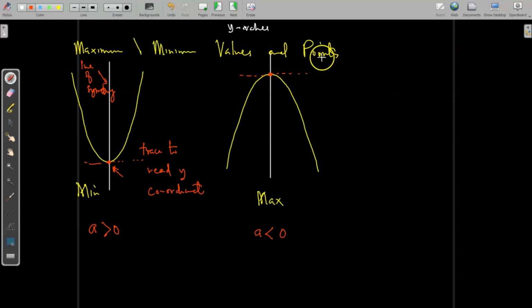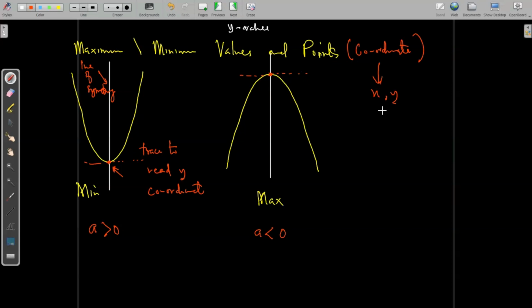Now about the points. Another way you can classify points is actually coordinates, and coordinates are always x, y. Therefore, if they want you to find the maximum point, then after getting your line of symmetry and then the maximum value, you put the two numbers together in a bracket, then that gives you the maximum point.